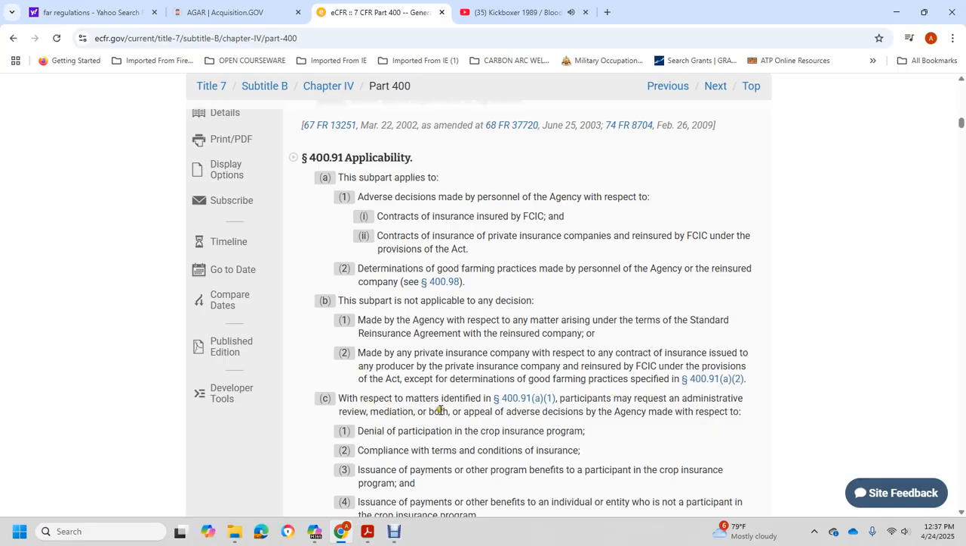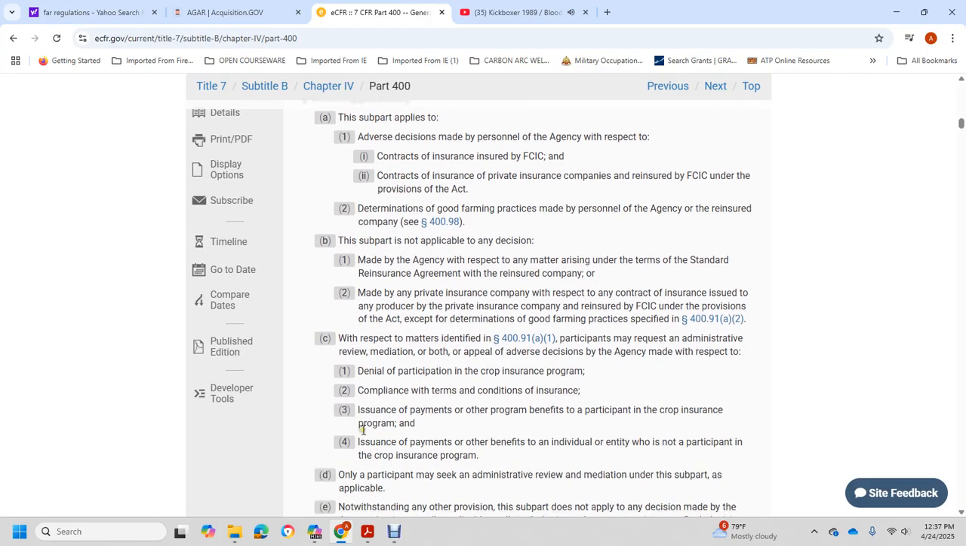Participants may request with the administrator a review, mediation, or appeal of an adverse decision of the agency made with respect to the participation, crop insurance, and compliance with the terms and conditions of insurance, issues with payments over the program benefit of the participation, crop insurance for the program, and the insurance of the payments over the benefit of the individual, not in purchase for the crop insurance program.